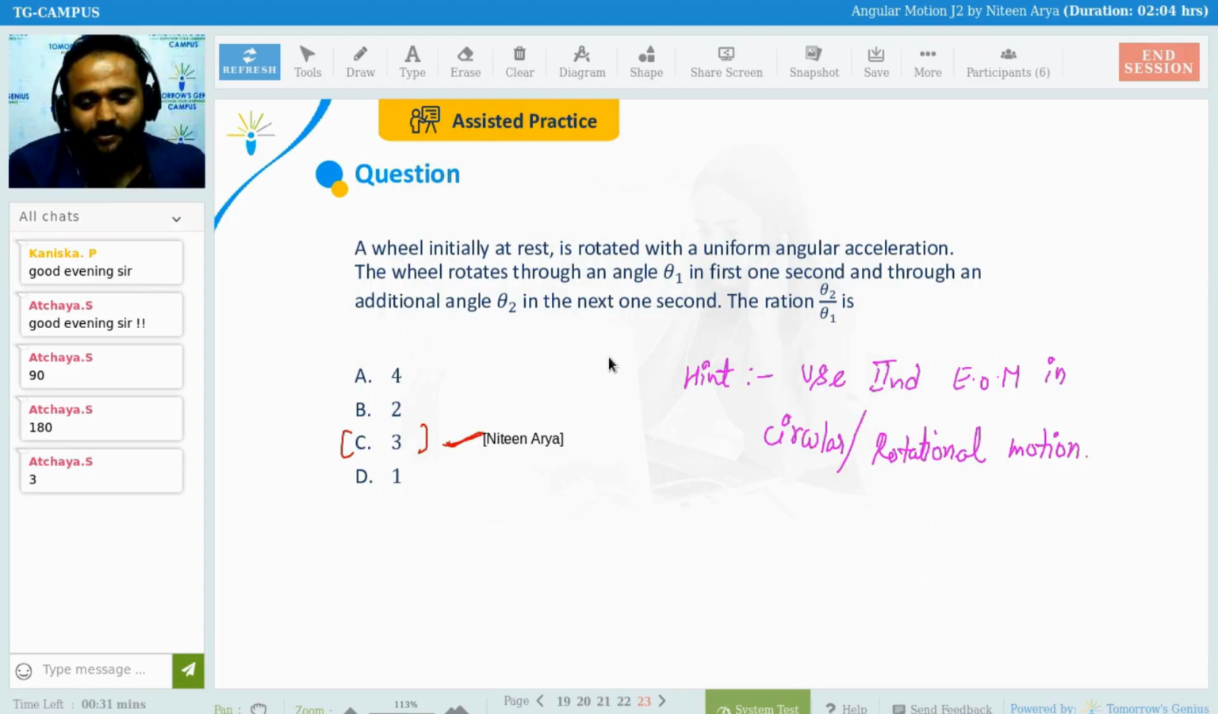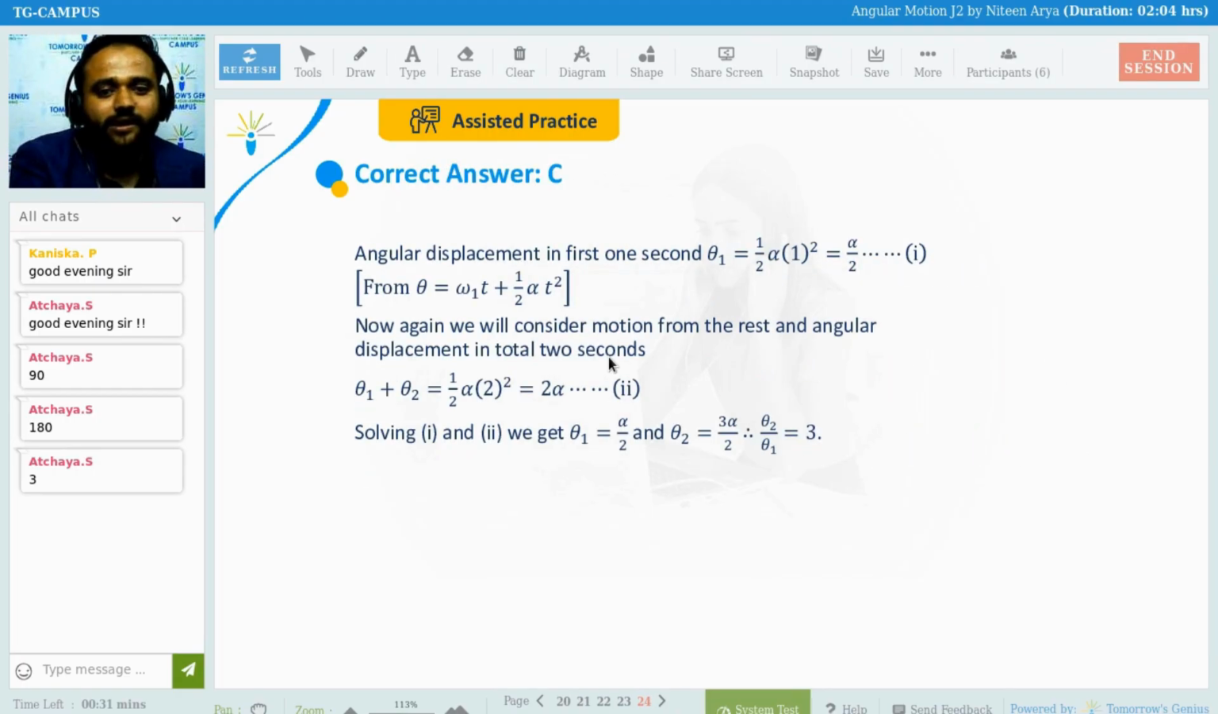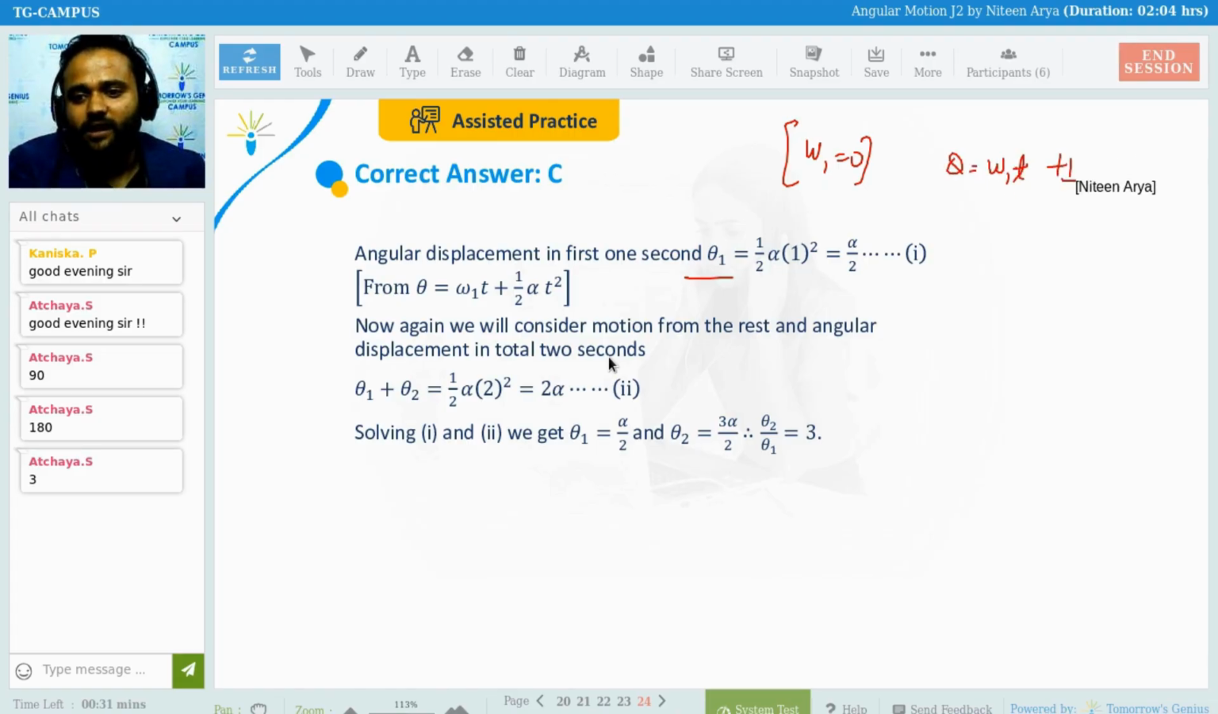So that is C. C is correct, answer 3. I mean, the ratio is 3. See, angular displacement in 1 second, theta 1. Because omega 1 is 0, initially at rest. So using theta equals omega 1 t plus half alpha t square, in the first second that is your theta 1. Now again we consider the motion from rest, and the angular displacement in total 2 seconds, theta 1 plus theta 2, is half alpha 2 squared, because now time becomes 2 seconds, that is 2 alpha.